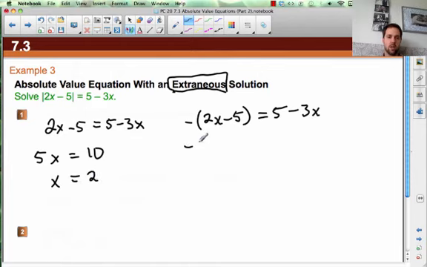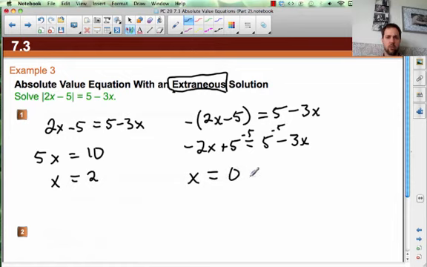So let's solve this one. Negative 2x plus 5 equals 5 minus 3x. So let's add 3x over here. So we get x. And then let's subtract 5 from both sides, and we get x equals 0.